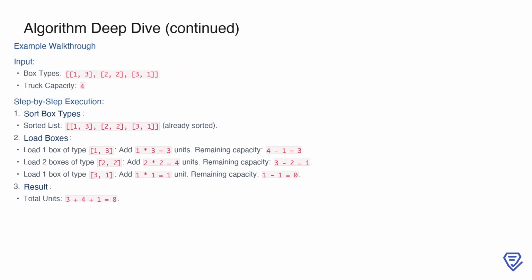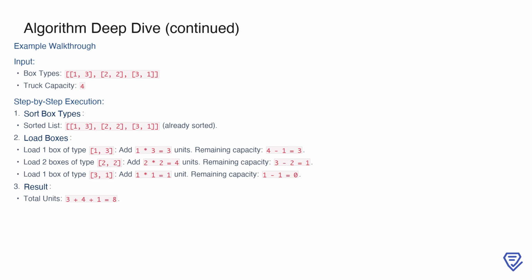Let's walk through an example to see the algorithm in action. Suppose the input consists of box types [1,3], [2,2], [3,1], and the truck's capacity is 4. First, we sort the box types by units_per_box in descending order. In this case, the list is already sorted, so no changes are needed.